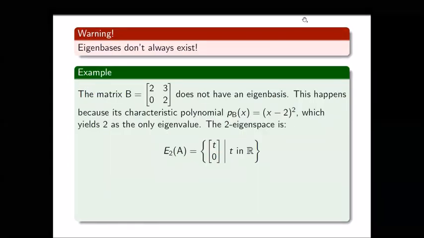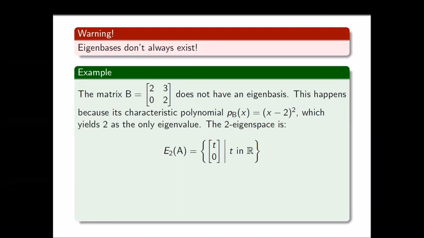Now, the last thing I want to say is that eigenbases don't always exist, as the following example suggests. So the matrix B, given by entries 2, 3, 0, 2, does not have an eigenbasis. And this happens because its characteristic polynomial, p_B(x), can be computed to be (x minus 2) squared, which only gives us 2 as the eigenvalue. So there's only one eigenvalue, and that's 2. But that's not the breaking point.